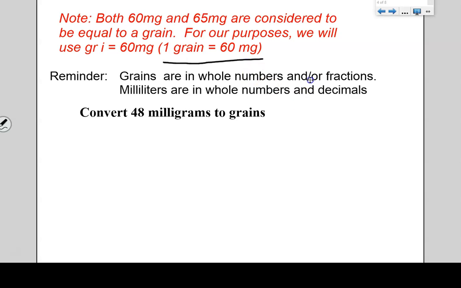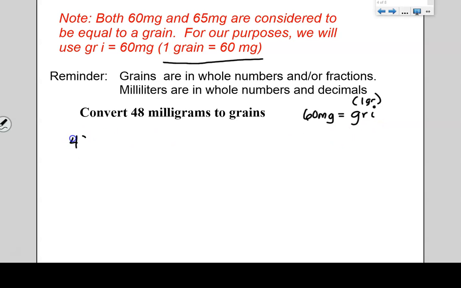And these are just some reminders. When you're working with the metric system like milliliters and milligrams, use decimals. But when you're working with grains, you're going to be working with either fractions or sometimes with Roman numerals. So let's start with this one. Recall we're going to use this fact that 60 milligrams is equal to 1 grain. And I'm just going to write it how you would see it in apothecary. 1 grain would be grain I, because I is the Roman numeral for 1.